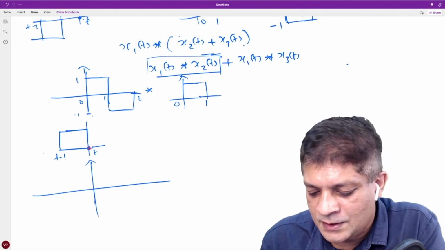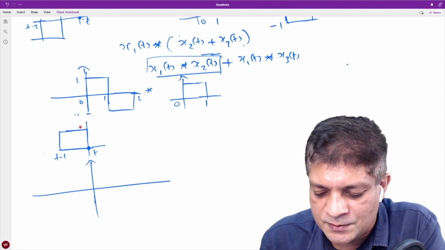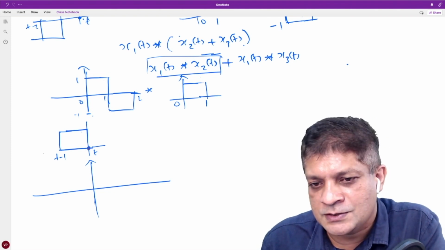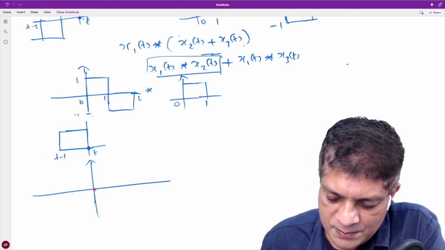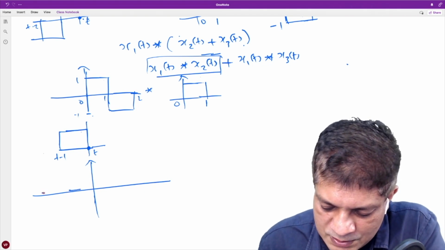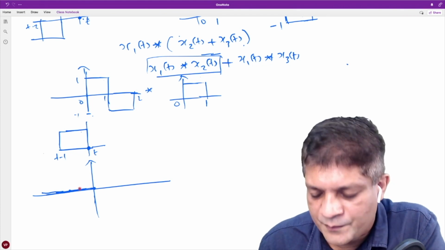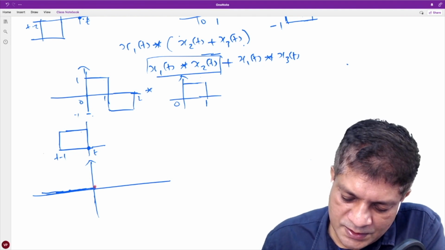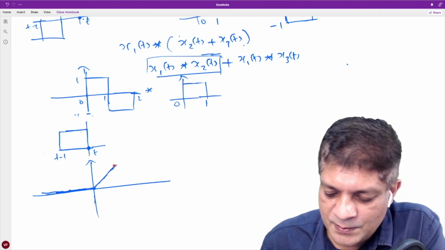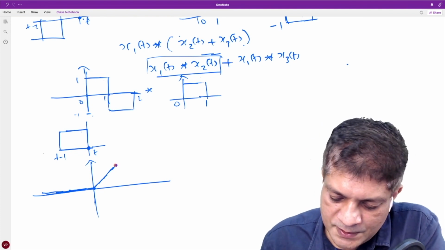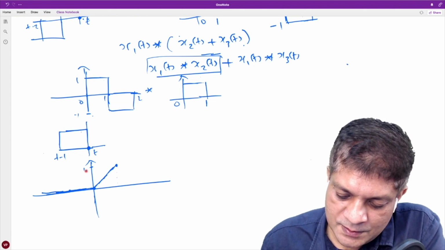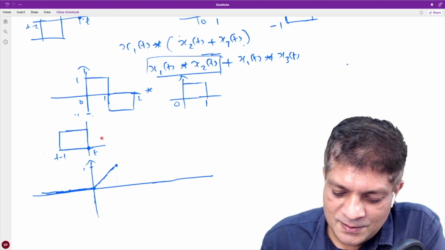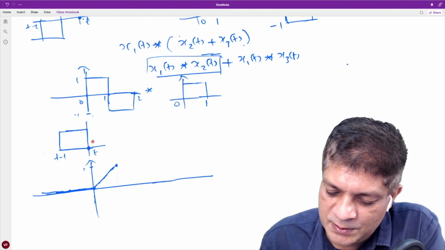So tell me what is that convolution? If you move it from minus infinity towards right, until this point reaches 0, there is no overlap, isn't it? So the convolution of these two is 0 till 0. Then what happens? It increases linearly till 1. Then it linearly decreases till 2, till this point reaches 2. What is the value when this reaches?